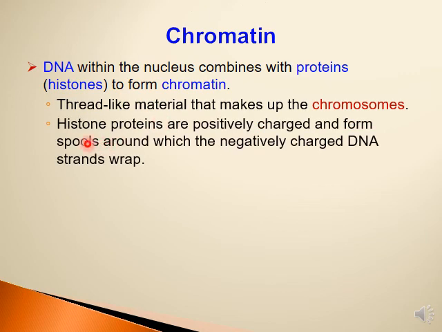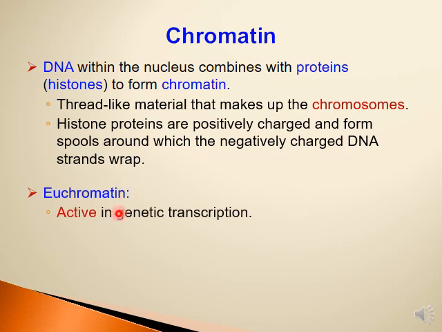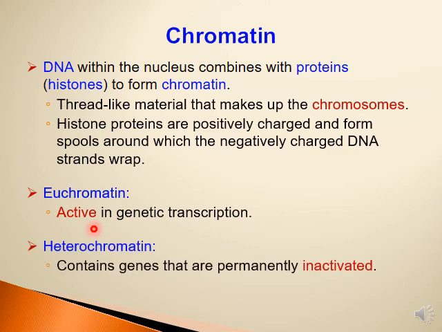Histone proteins are positively charged and form spools around which the negatively charged DNA strands will wrap. And there is something called euchromatin. It is active in genetic transcription. So this euchromatin will be transcribed to RNA, and then the RNA translated into protein. And there is another type of chromatin called heterochromatin. The genes in the heterochromatin are permanently dormant. They will never be transcribed, and they will remain inactive throughout the life of the cell.